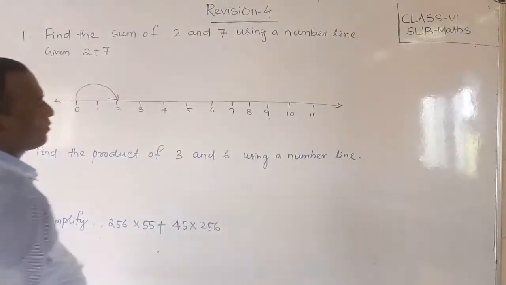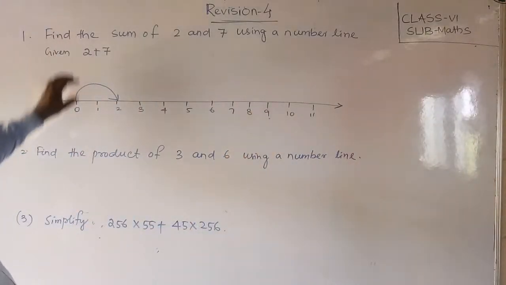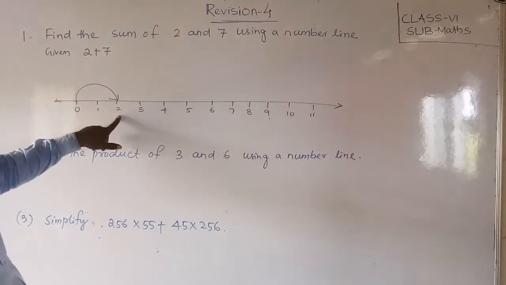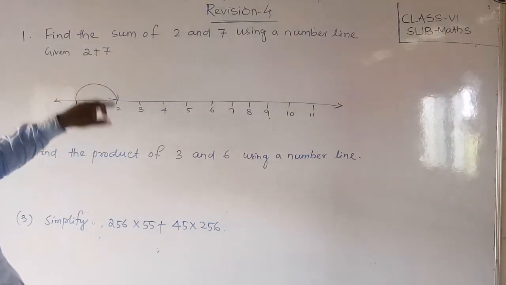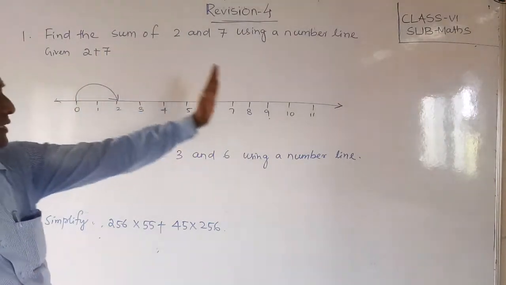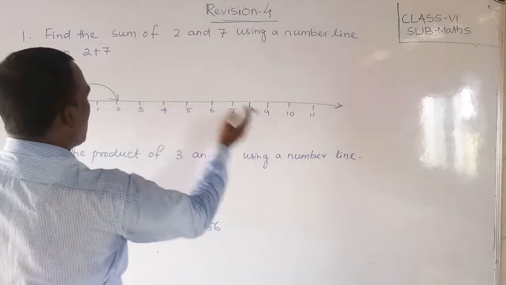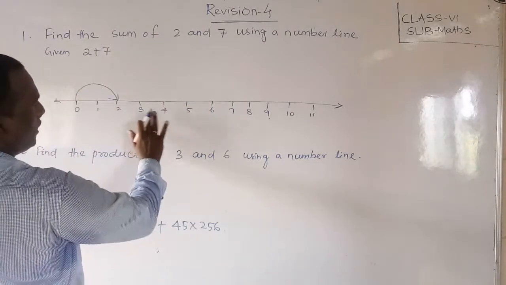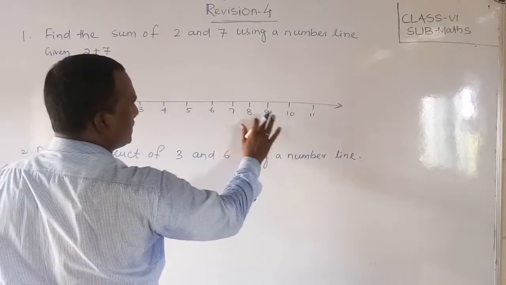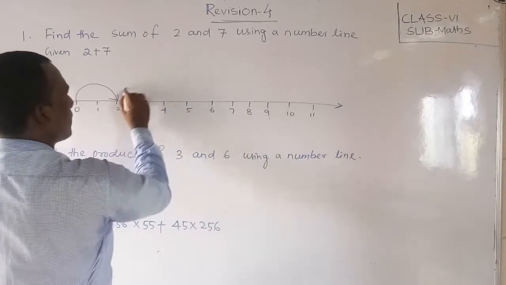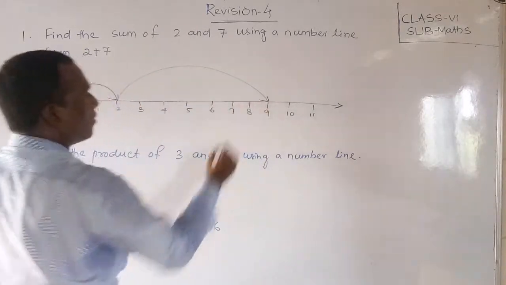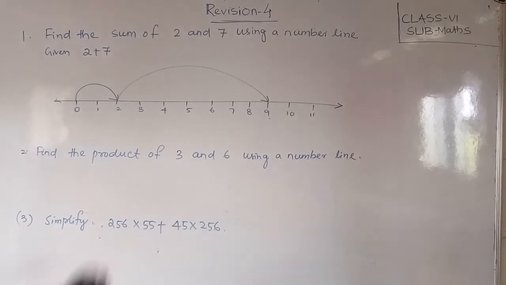Observe, remember carefully. First, I have shown the 2. From the 2, because it is addition, go to the right side, the right hand side. How much are you going? The 7. 1, 2, 3, 4, 5, 6, 7, up to 9. So you can write like this. Okay, this is our answer.